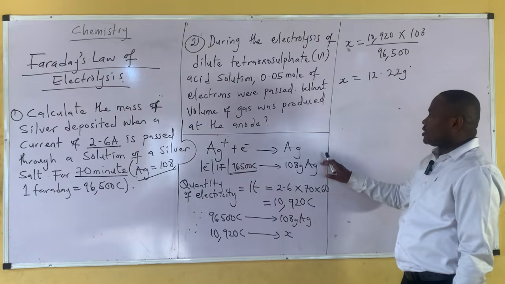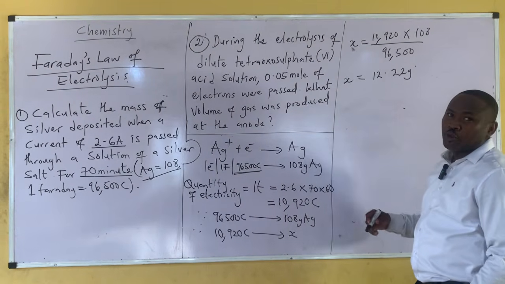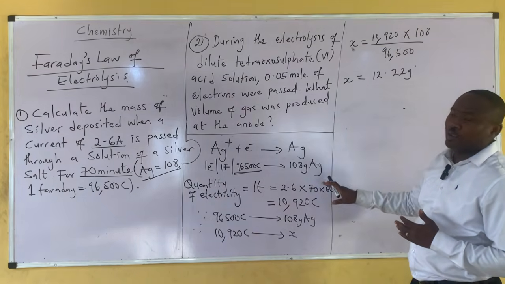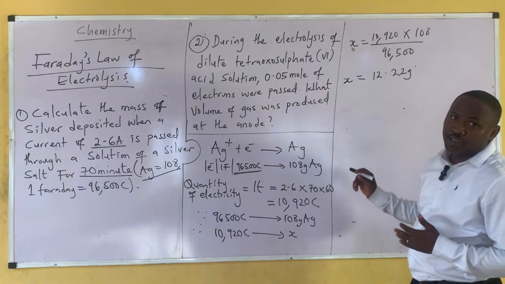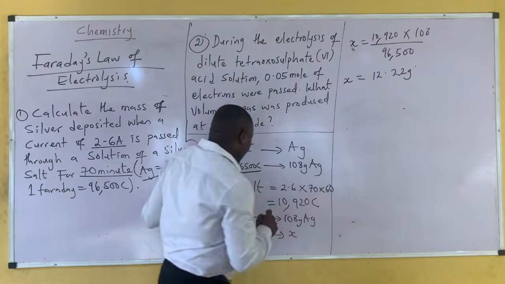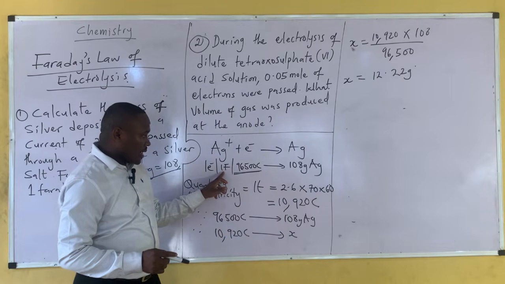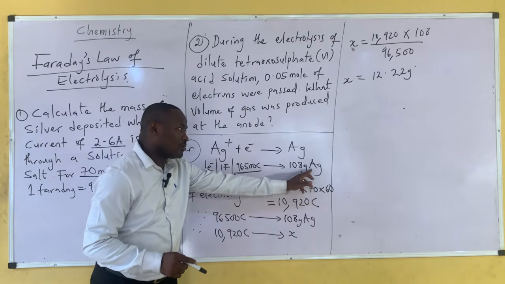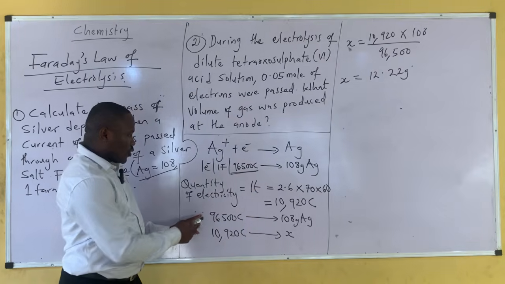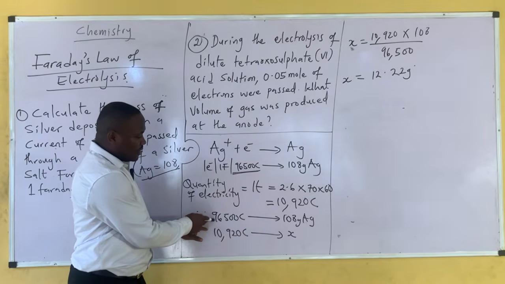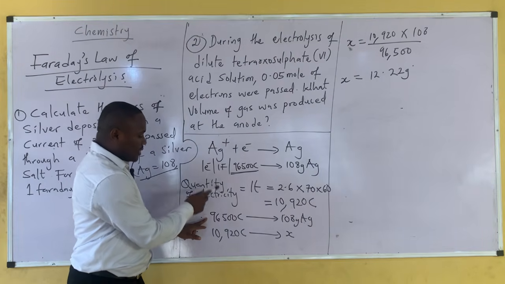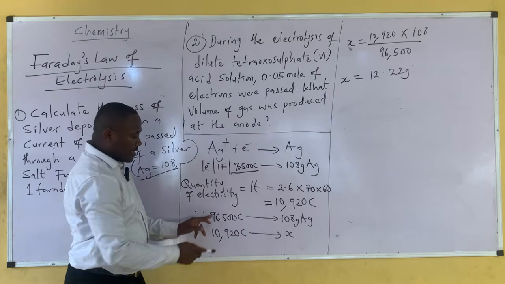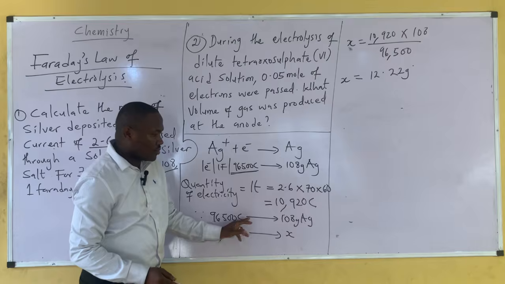Now, this question can also be solved. Some people call it a shortcut formula, but actually, I will show you where the formula is being derived from. Now, watch this. Remember, we said that 1 electron, or 1 farad, gave 108 grams of silver. So we are using 1 farad here. But because I'm using farad, I'm now having 96500 coulombs to give this.